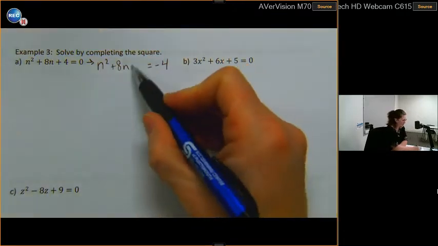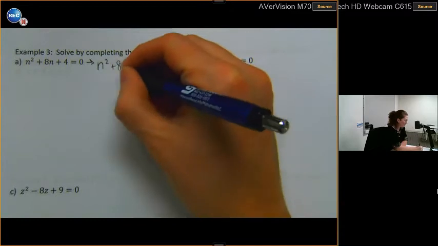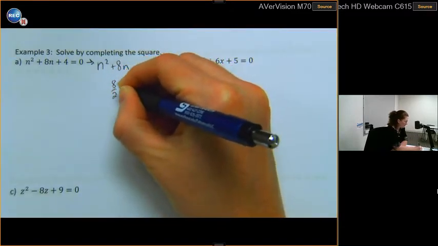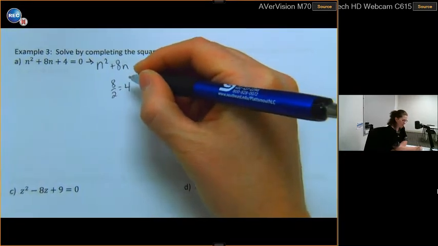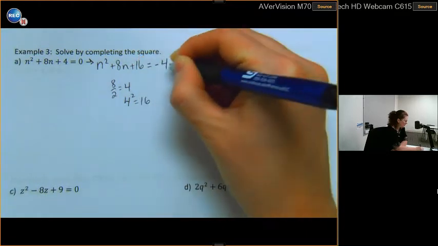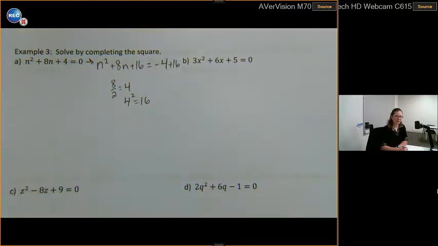I left this space on purpose because in the process of completing the square, I'm going to be adding in a new number, and I need space to write that. That new number that I'm going to add in, you take that 8 divided by 2, which is 4. And then 4 squared is 16. So I'm going to add 16 to both sides of the equation. It's very important to remember to keep that equation balanced by adding the same number to both sides.